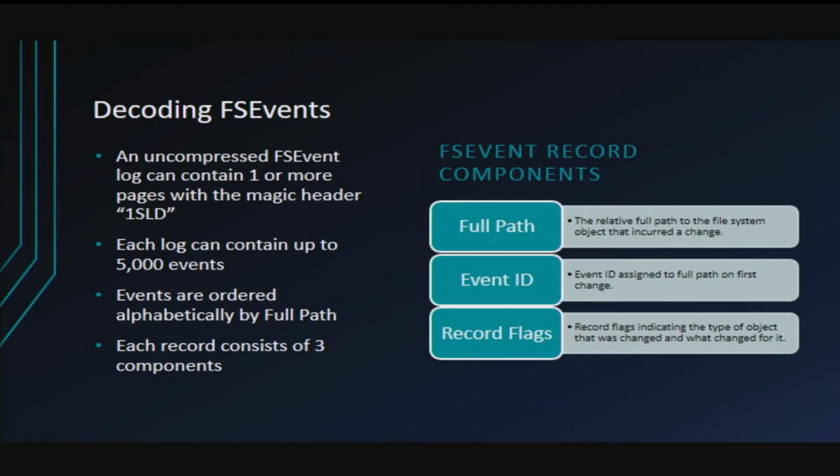Each record consists of 3 components. The full path, which is the relative full path to the file system object being changed. The event ID, which, according to Apple, is monotonically increasing, so it bears no reference to a time base. Apparently it's not time-based. And lastly, the record flags. The record flags include the kind of object that's getting the change, for instance file or folder, and the type of change that's happening to that file, or the reason flags.